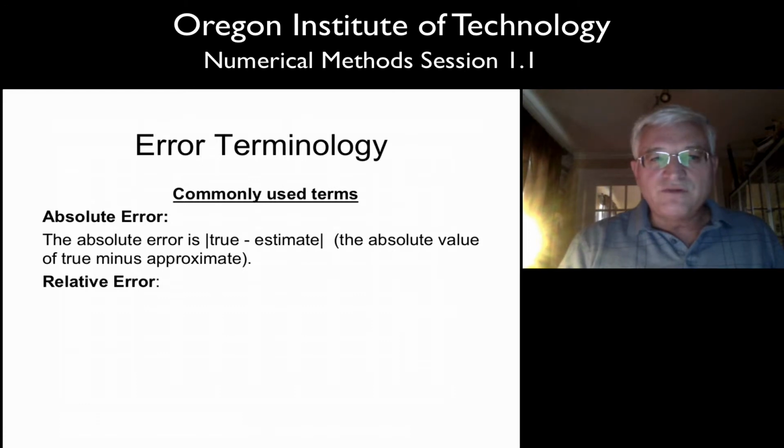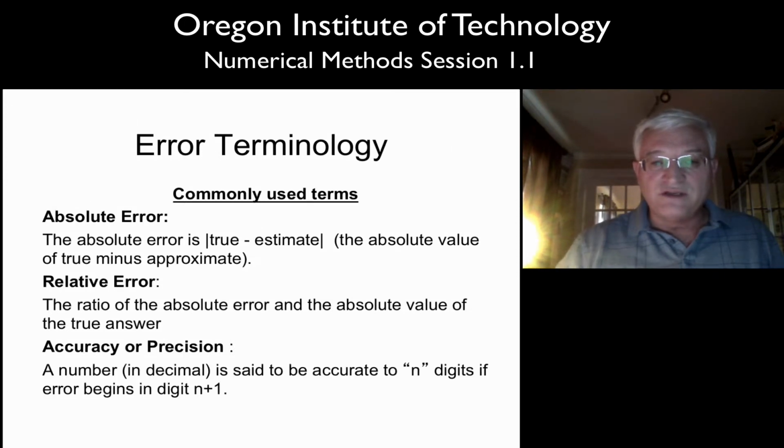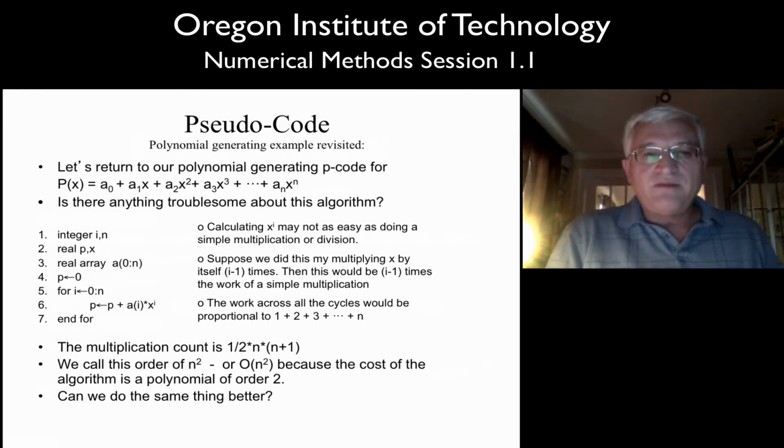We also have a term called relative error, which is just taking that absolute error and dividing by the true answer. We're going to have a little problem with that if we don't know what the true answer is, but we'll come back to that issue. We'll also have something called accuracy or precision, and that will be the number of decimal digits that we can rely on. So let's talk about a little bit more pseudocode.